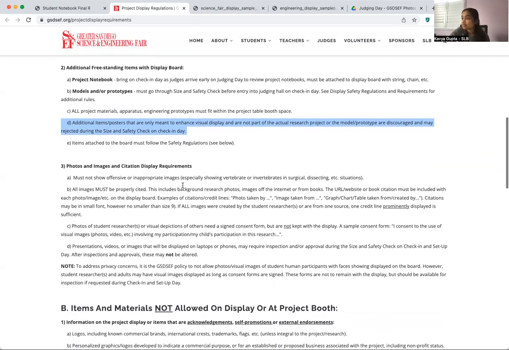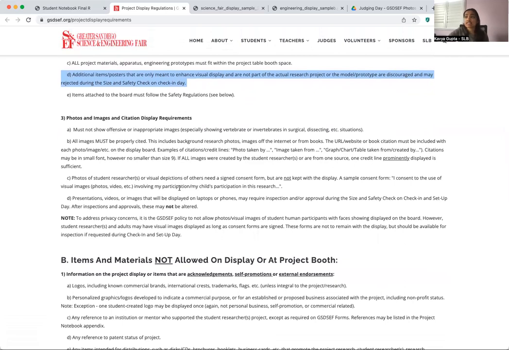Okay, so there are some general guidelines about what the photos and images in citations can show. There must not be any offensive or inappropriate images. All images must be properly cited. So, for example, if you're using an image of a cicada or a picture of any animal that you didn't take and maybe got off of Google, you must give proper citations to this original source. And there are more guidelines on how to do that.